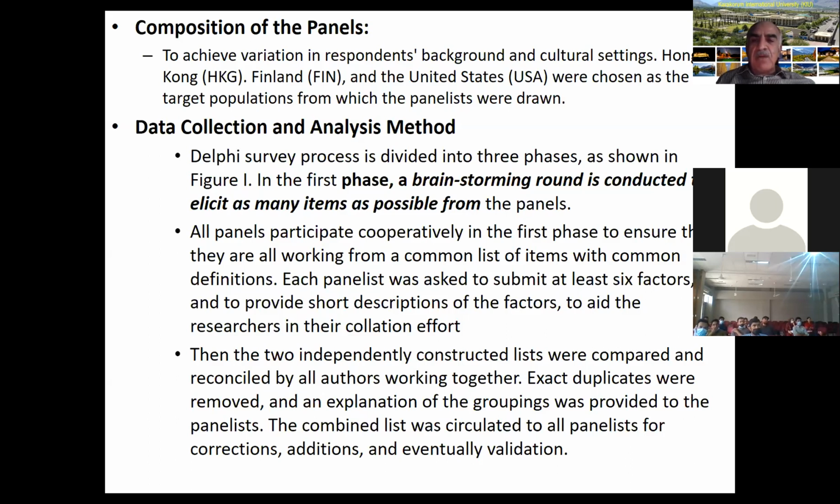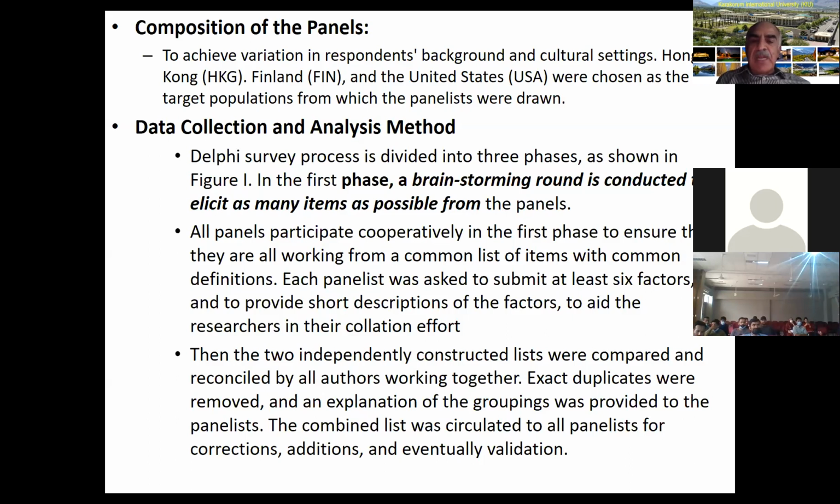A brainstorming round is conducted to elicit as many items as possible from the panel. All panel participate cooperatively in the first phase to ensure that they all are working from a common list of items with common definitions. Each panelist was asked to submit at least 6 factors and provide a short description of the factor to aid the researchers in their collation efforts. So 3 groups from 3 countries, panel experts were studying, and they were advised to give the top 6 factors to identify the risk.